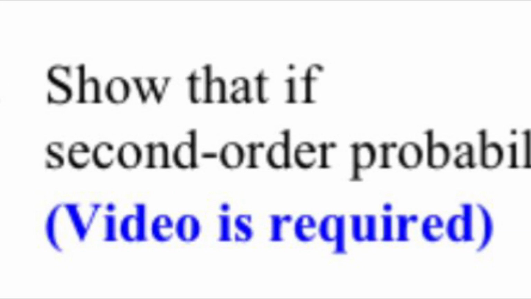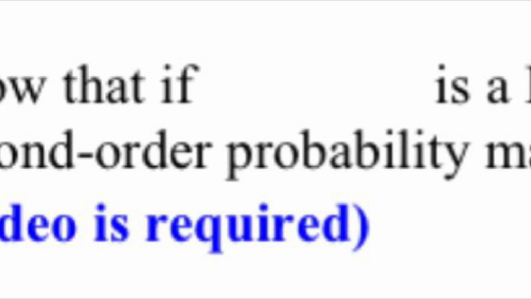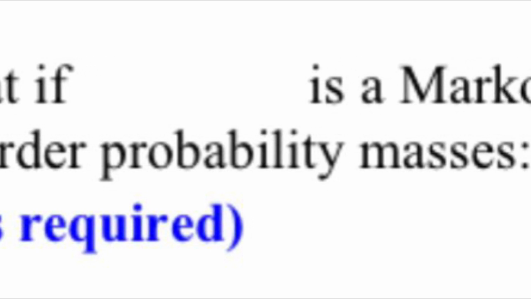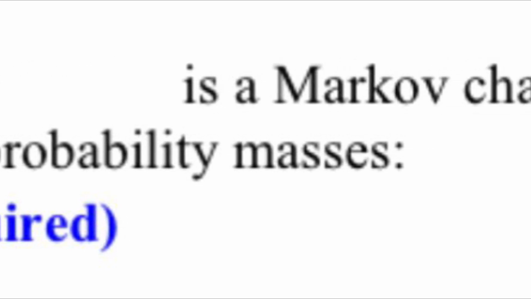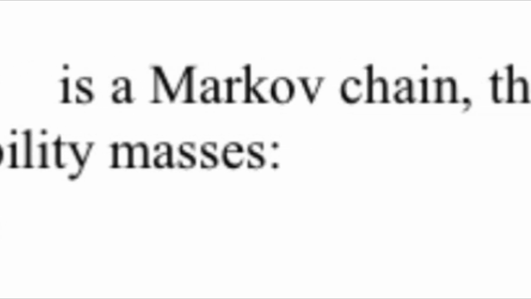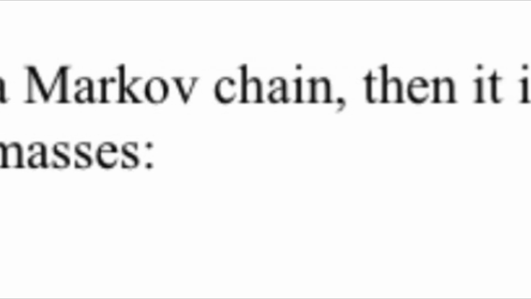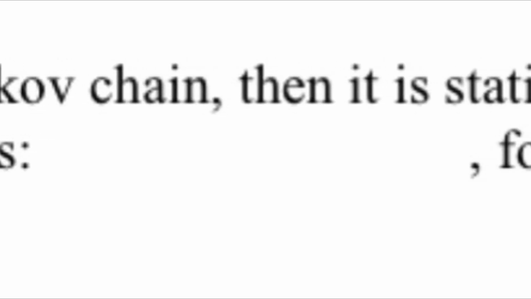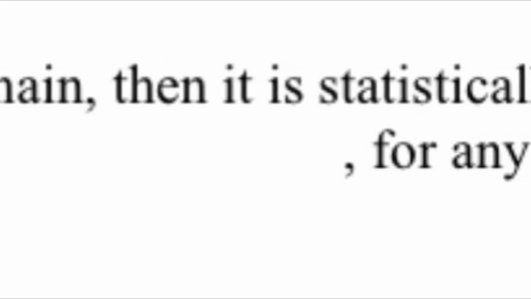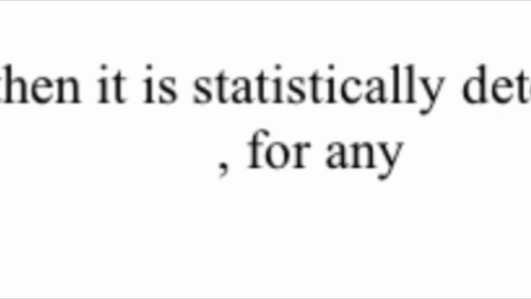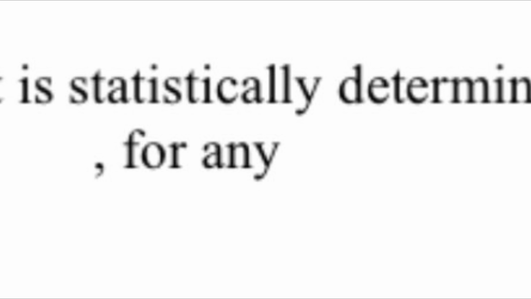Today we're talking about homework 8, problem 9. The problem is: show that X(t) is a Markov chain. Then it is statistically determined by its second order probability, P(X_i = x_i, X_j = x_j) for any i, j equal to 1, 2.